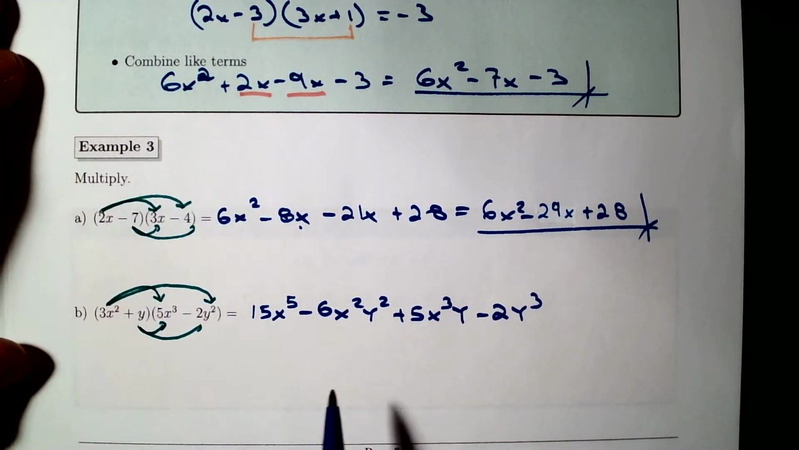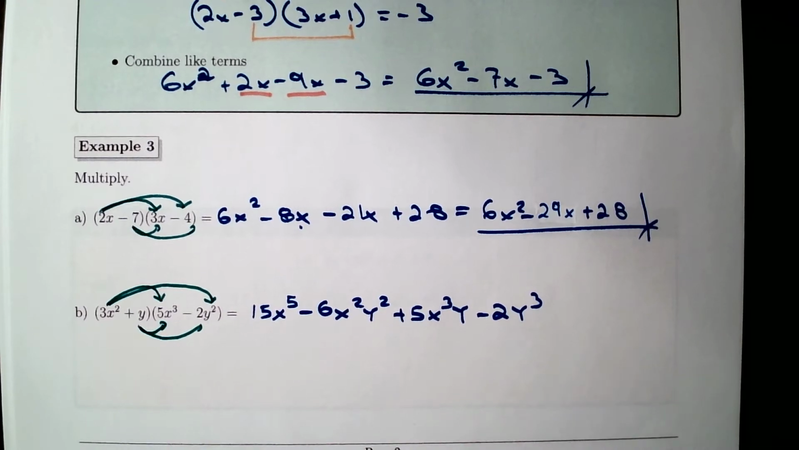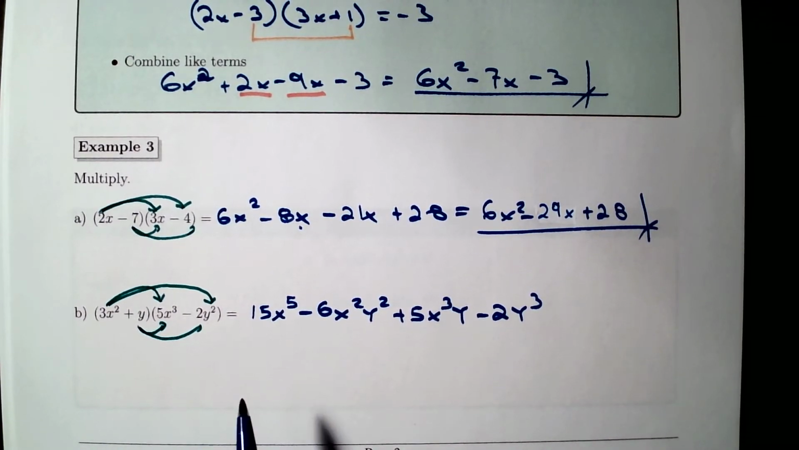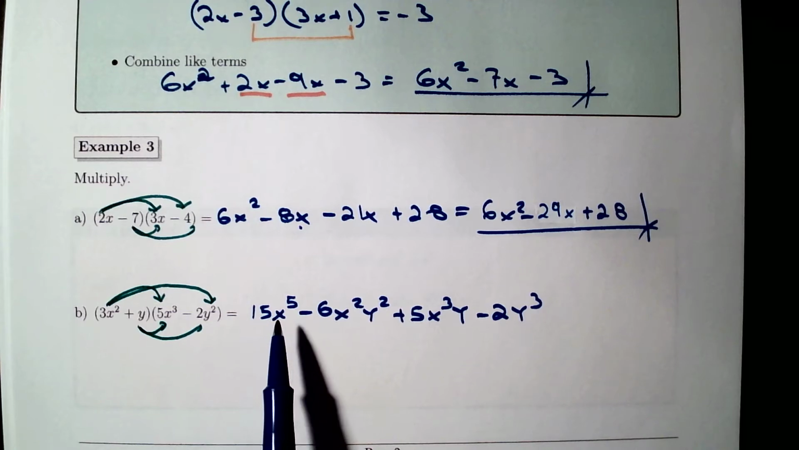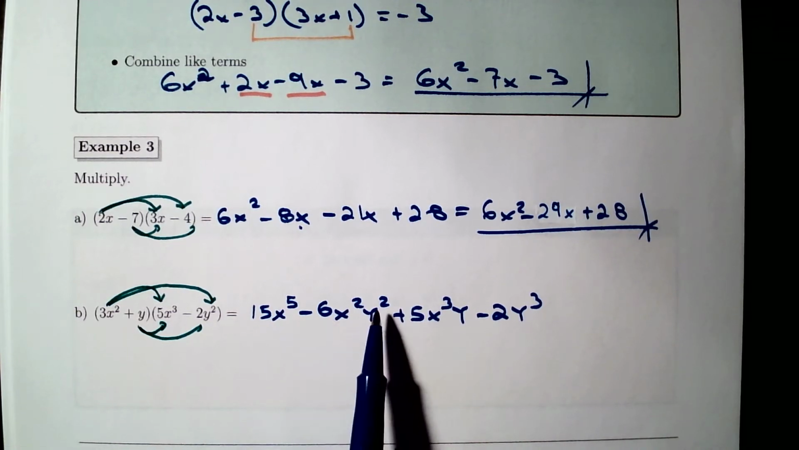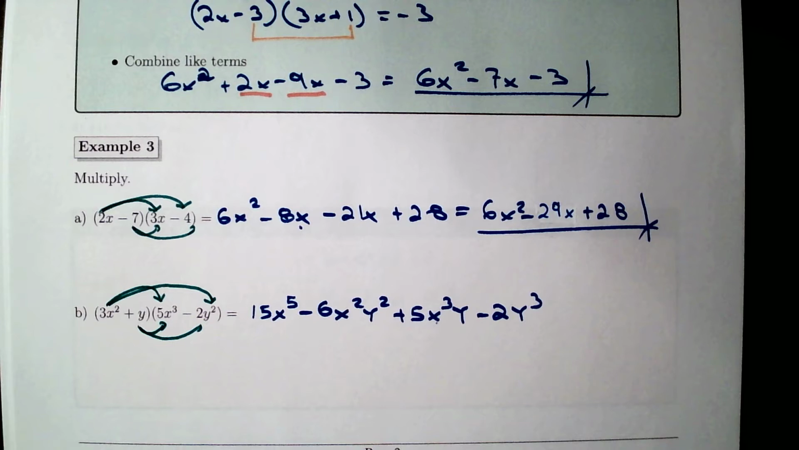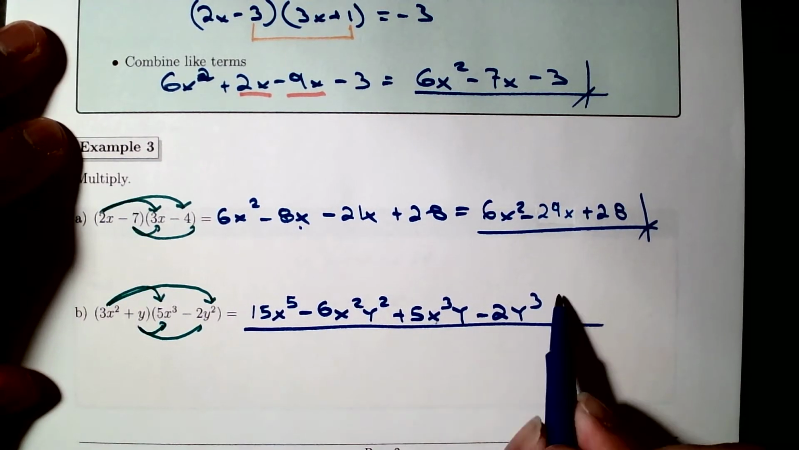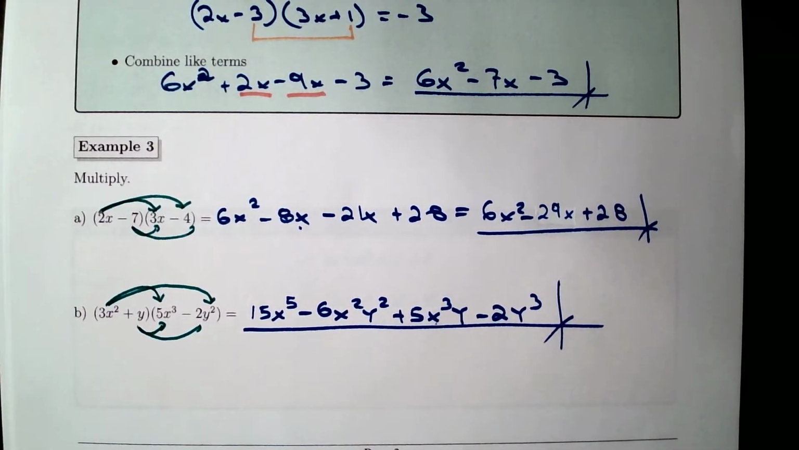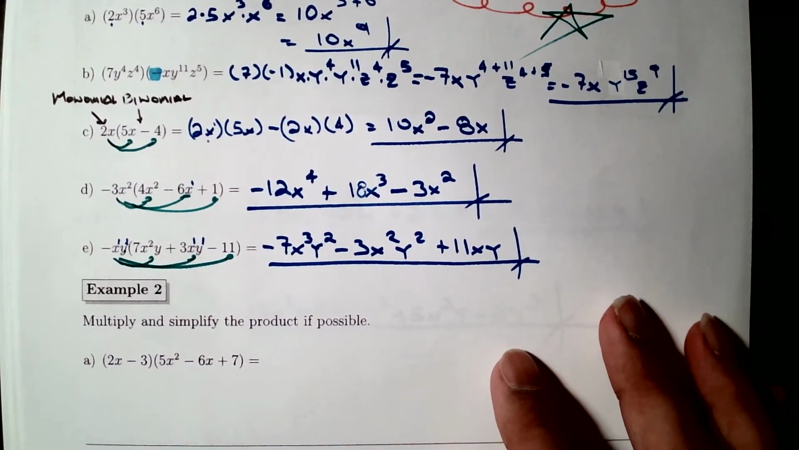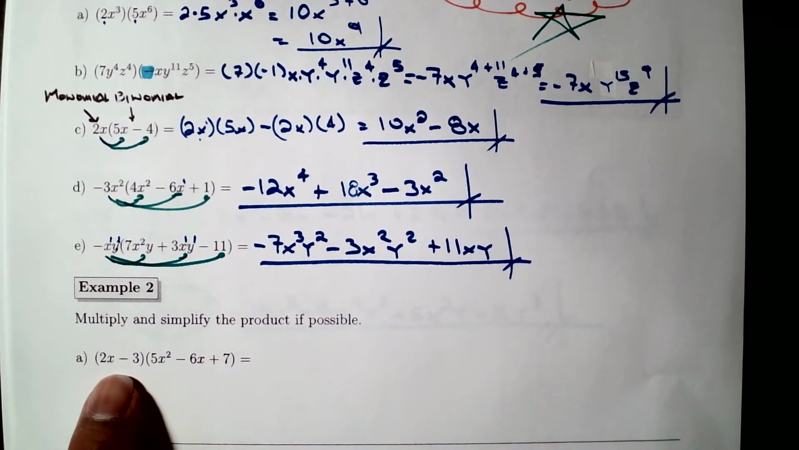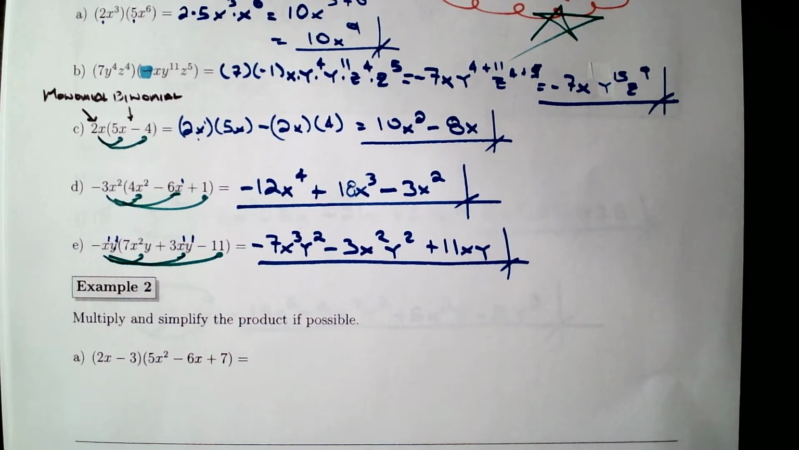Okay. And now, if possible, we can combine like terms, but in this case, we don't have any like terms because, well, look at this. We have x to the 5th power, x squared y squared, x cubed y, and y cubed. So no like terms at all. Okay? So we're done with this example. Okay, so as I said before, let's go back to, well, in this case, multiplying a binomial times a trinomial.